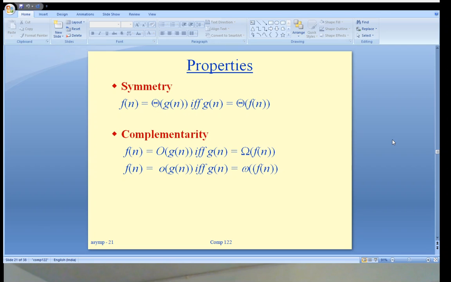Symmetry: if a function is bounded by Gn, then the same function can bound in a symmetric way. And it is also complementary. It means if a function Fn is upper bounded by the Gn function, then Gn is lower bounded by big omega of Fn, and if Fn is little o of Gn, then Gn is little omega of Fn.